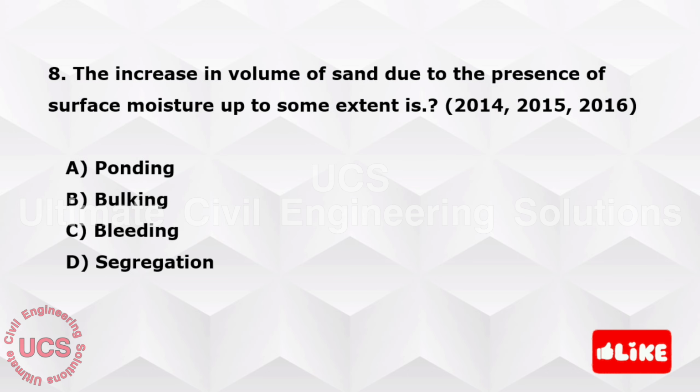Next question: the increase in volume of sand due to the presence of surface moisture up to some extent is. Options are: option A, ponding, option B, bulking, option C, bleeding, option D, segregation. Answer is option B, bulking.